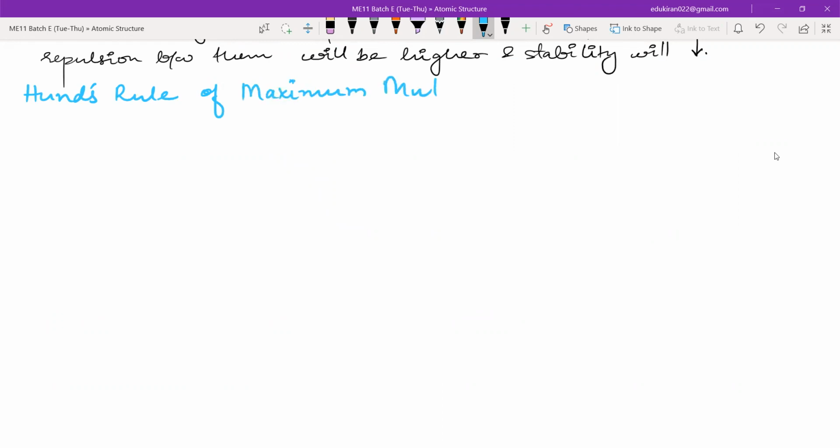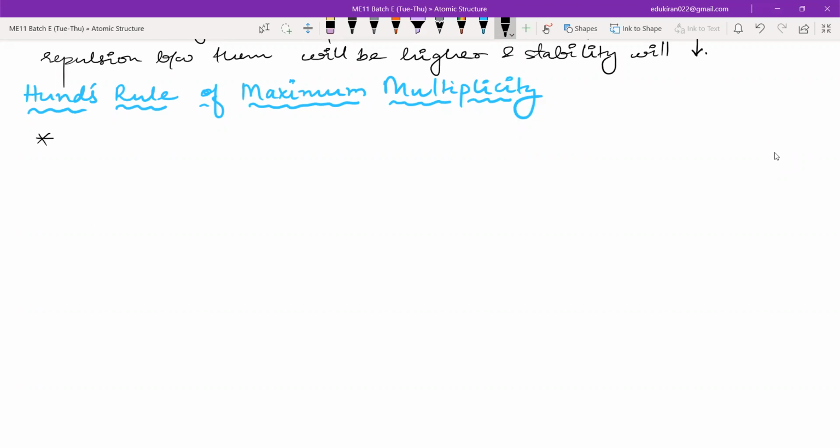Hund's rule of maximum multiplicity. Now, this also explains, for example, if I have the p orbital, we know that the p subshell has 3 orbitals, right? So how do we fill 6 electrons in the p orbital? Because we know that the p subshell can have 6 electrons, so each orbital will have 2 electrons. So how will we fill that?